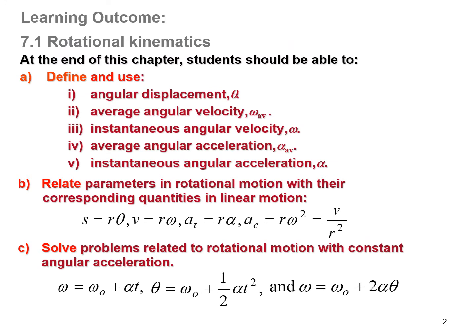In this chapter, we cover rotational kinematics. At the end of this chapter, students should be able to: A, define and use angular displacement, average angular velocity, instantaneous angular velocity, average angular acceleration, and instantaneous angular acceleration. B, relate parameters in rotational motion with their corresponding quantities in linear motion. And C, solve problems related to rotational motion with constant angular acceleration.